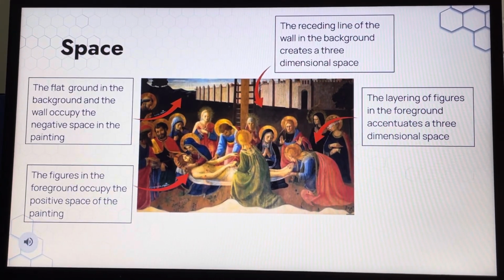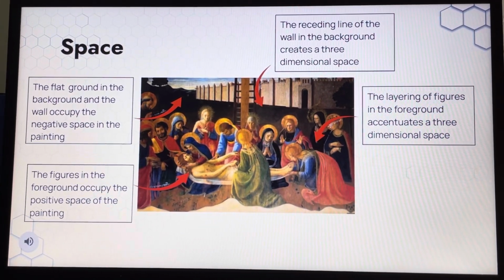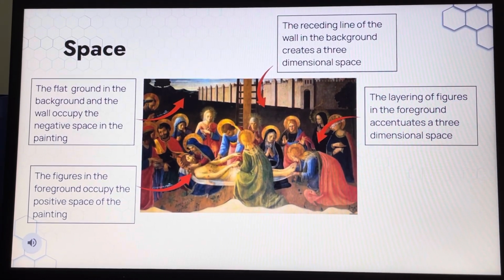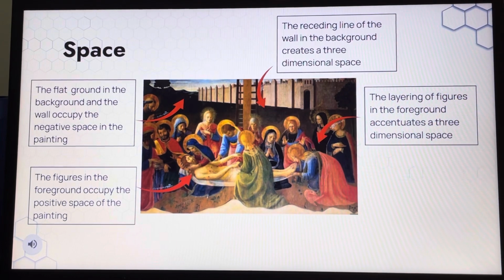The receding line of the wall in the background creates a three-dimensional space within the painting. Additionally, the layering of the figures also has a similar effect. This makes the painting appear to have multiple layers and be three-dimensional.